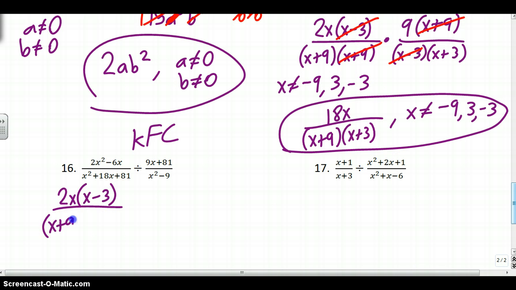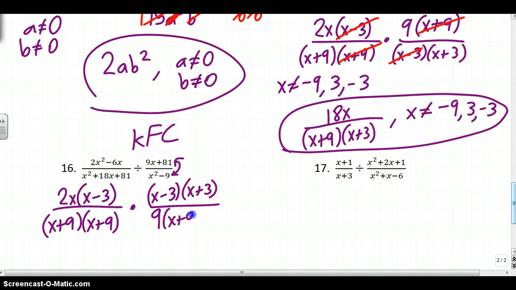So it factored into this. Okay. Divided by becomes times because of the change. Flip, we flip this fraction. So basically, how it was factored, we're going to flip that. So this will be x minus 3, x plus 3, over 9 times x plus 9.